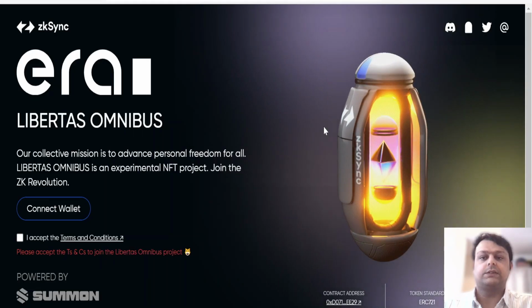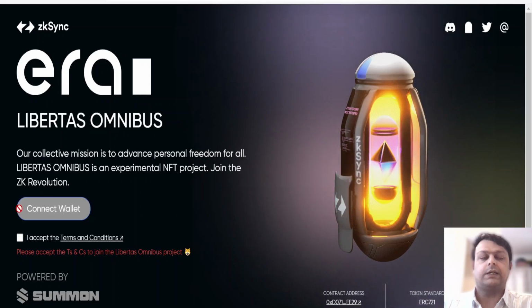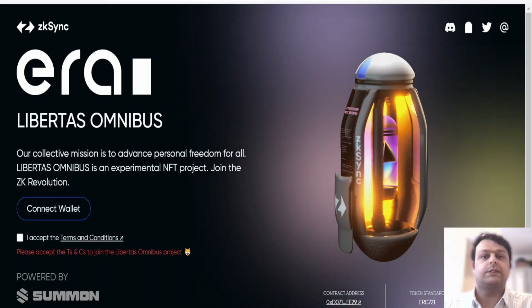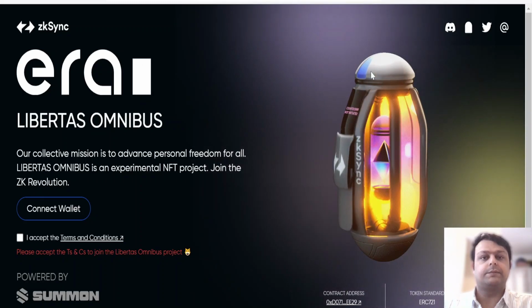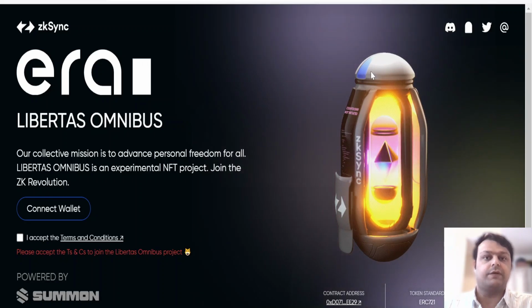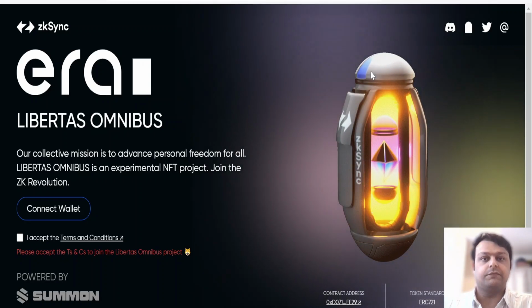The last way is you can go to ZkSync Mint, connect your wallet, and check if you can mint this Libertas Omnibus NFT. So by doing all these steps, you might be eligible for the ZkSync airdrop, which would be like a 4 to 5 figures airdrop hopefully in the future.